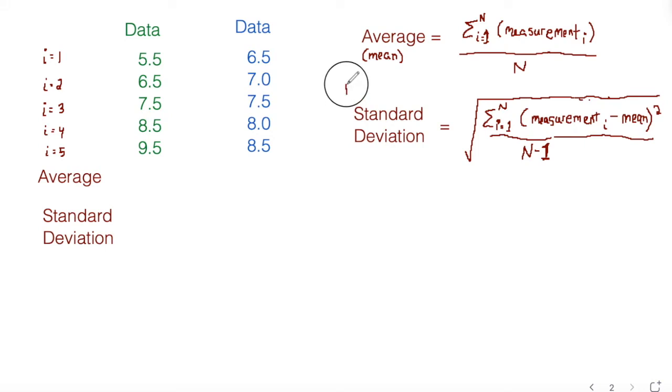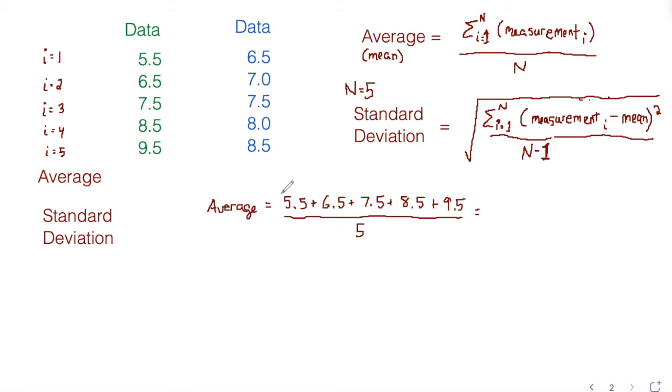Let's put n equals 5, because we have 5 measurements. And then we divide that sum by 5. So this is what that looks like: measurement 1, measurement 2, measurement 3, measurement 4, and measurement 5 added together in the numerator, and the number 5 for the 5 measurements that we have in the denominator. So here I have added these up. They add up to 37.5.